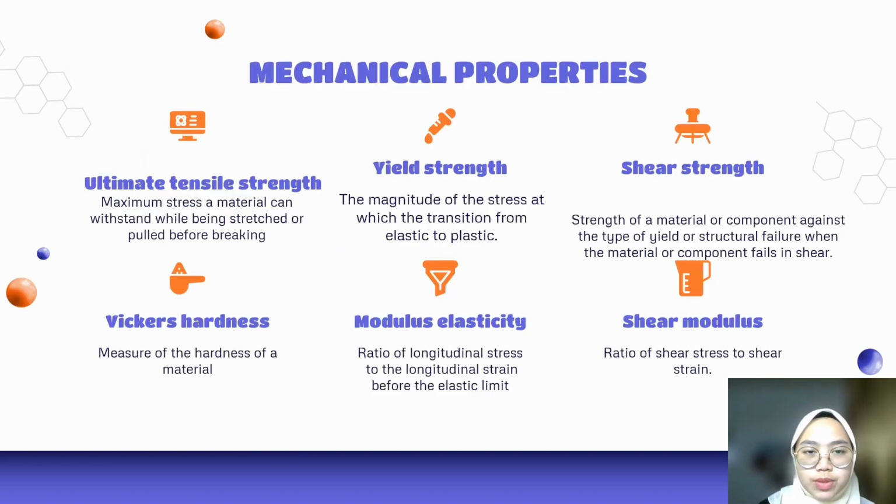Before I go deeper into this presentation, I am going to explain the terminology of the chosen mechanical properties. Ultimate tensile strength is defined as the maximum stress a material can withstand while being stretched or pulled before breaking. Yield strength is the magnitude of the stress at which the transition from elastic to plastic occurs. Next, shear strength is the strength of a material or component against the type of yield or structural failure when the material or component fails in shear. Hardness is a measure of the hardness of a material. Modulus of elasticity is the ratio of longitudinal stress to the longitudinal strain before the elastic limit. Last but not least, shear modulus is defined as the ratio of shear stress to the shear strain.